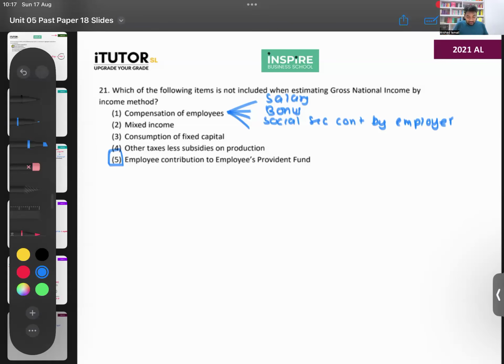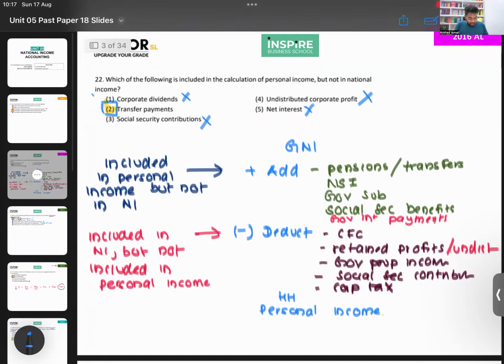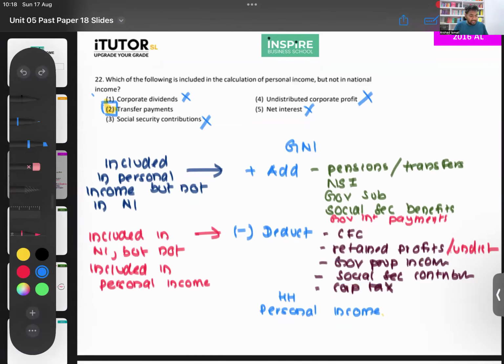That is why, even though that's part of compensation of employees, a part of GNI, it doesn't become a part of personal income, because we don't get it. Even though the business pays it on behalf of you, it's part of compensation of employees, but we don't get it. That is why you minus this social security contribution. So get the logical story behind that.